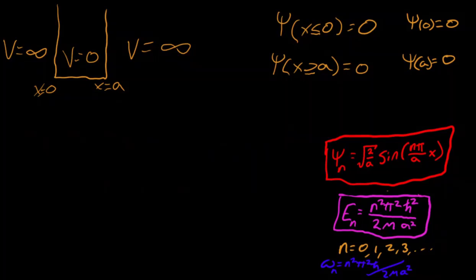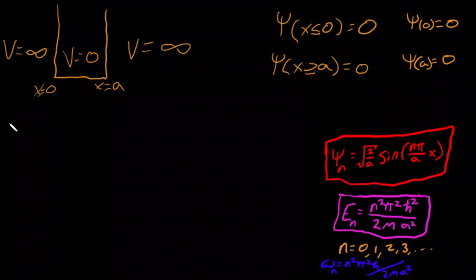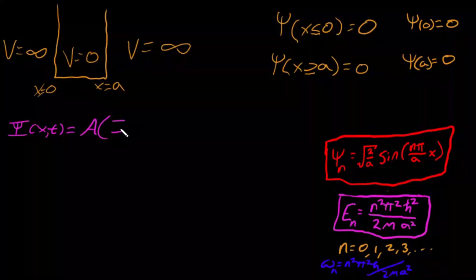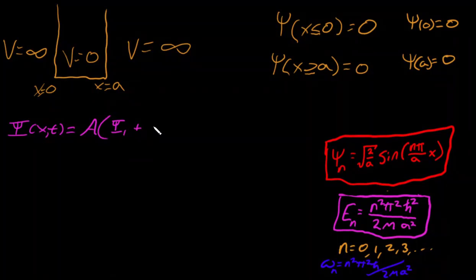Okay. Now I'm going to use an example of a superposition, where I'm going to have this capital psi of x and t be some constant a, which we'll figure out. It's part of the generic letter we use for normalization constants. A times psi 1 plus psi 2. And so this is our superposition of the first two energy states.